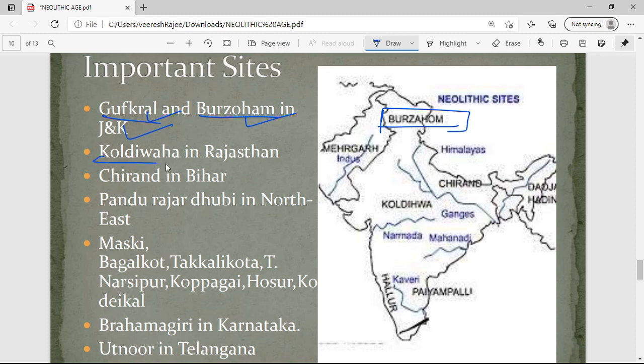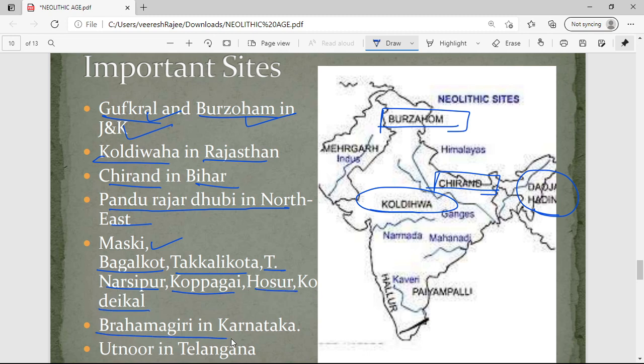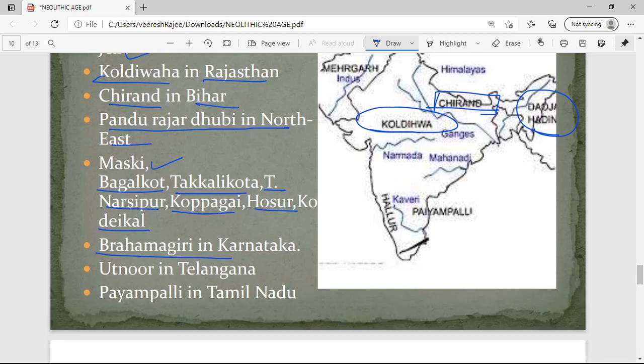Then we have Koldihwa in Rajasthan. Then we have Chirand in the Bihar region. Then we have Pandu Rajar Dhibi in the northeastern region. Then in Karnataka we have many Neolithic sites such as Maski, Bagalkot, Takkalakota, T. Narsipur, Koppagal, Hallur, Kodekal and Brahmagiri. These are the important sites of Karnataka.